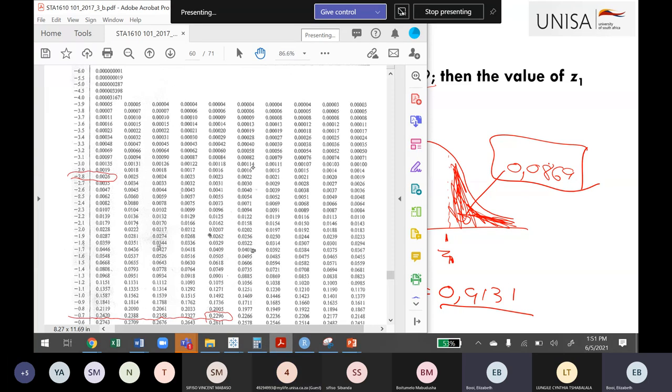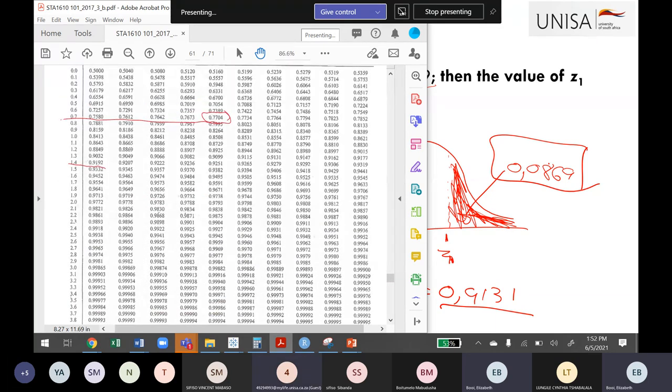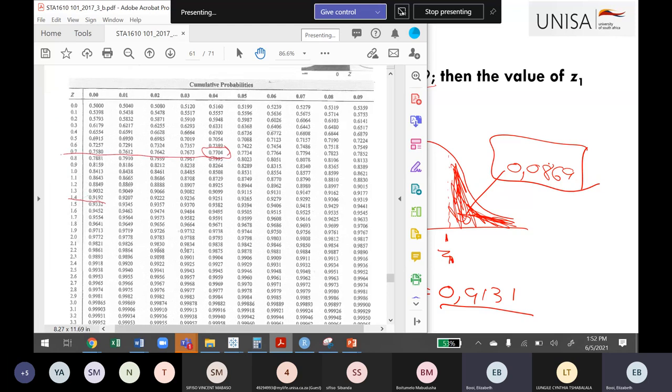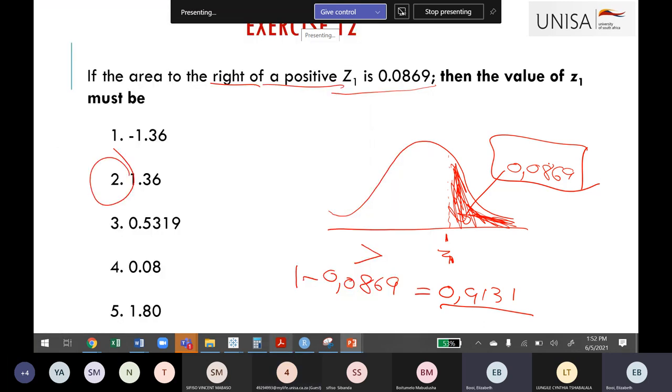We look for inside this table. We need to look for this 0.9. So it will be in the negative or in the positive side, because they also told us that it's in the positive. So we go look for the positive side of the table, and then we go look for 0.9136. And the Z is 1.36. And that's how you do it. So you need to read the question carefully.